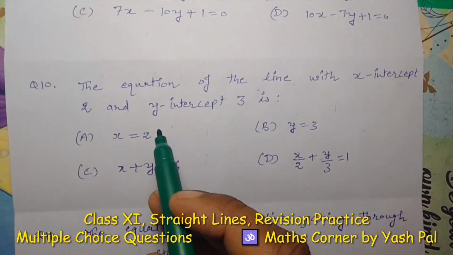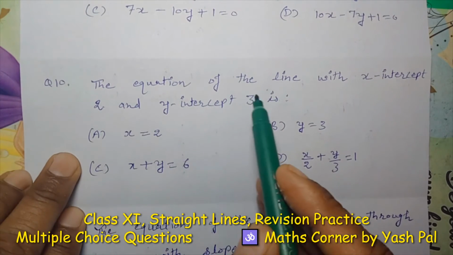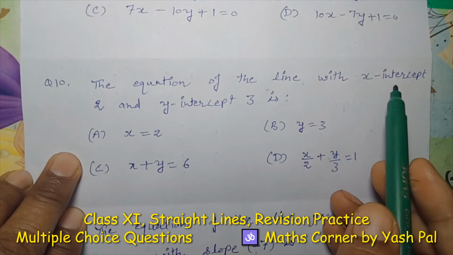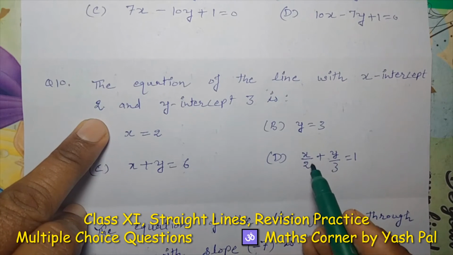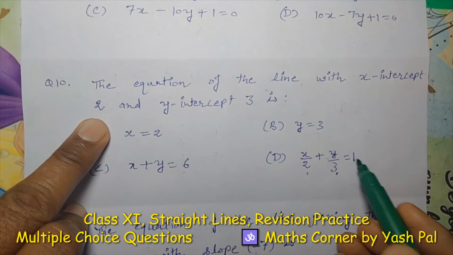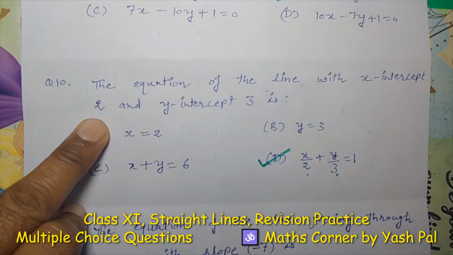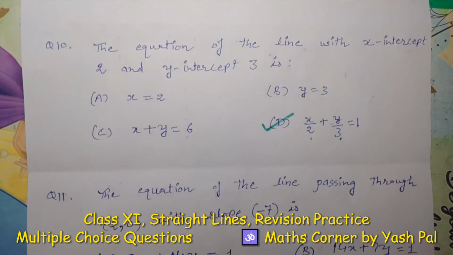Now question number 10. The equation of the line with the x-intercept 2 and y-intercept 3. X-intercept 2, y-intercept 3 is equal to 1. Option number D is the right choice to this question.